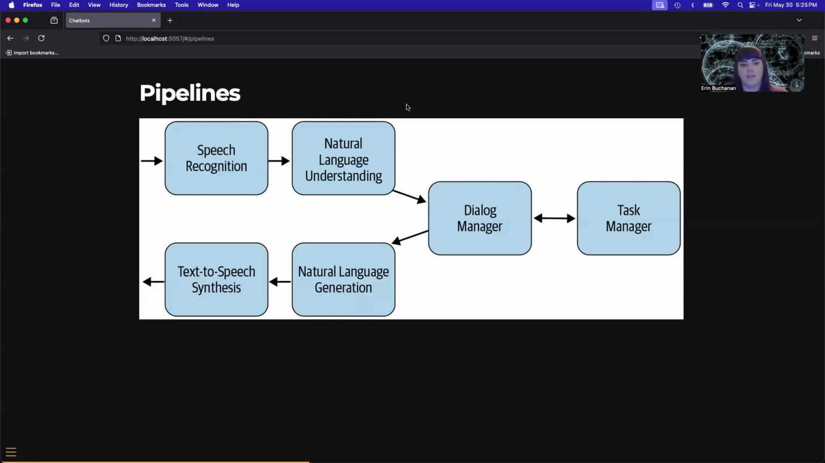But let's say the computer's figured out, oh, you want to order a pizza. Then you will have some sort of dialogue manager that says, here's my input, this type of response is an appropriate thing to say back. Okay.